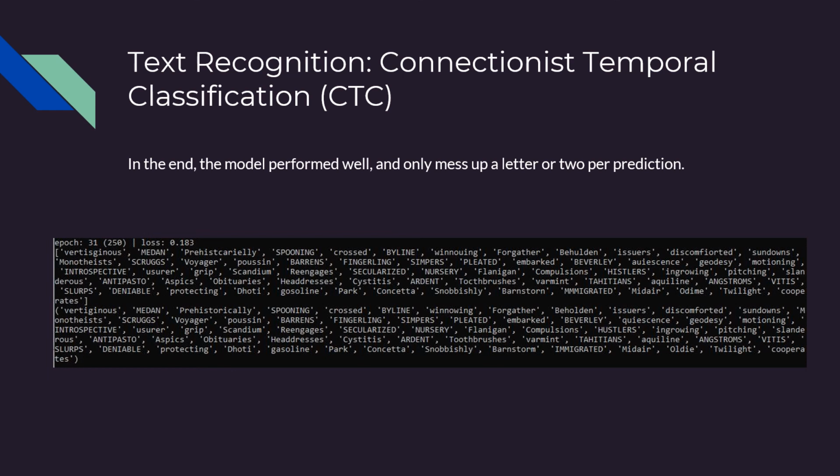After training for days, the model performed well and only messed up a letter or two per prediction. Shown in the picture is some of the CTC model's predictions. The top row is the model's prediction and the bottom row is the ground truth. The model managed to achieve a validation accuracy of roughly 95%.